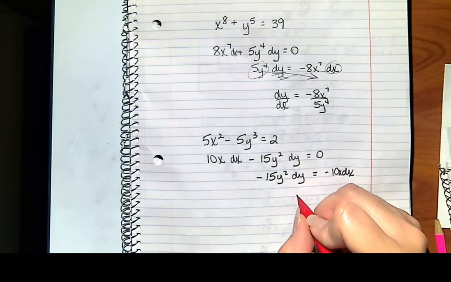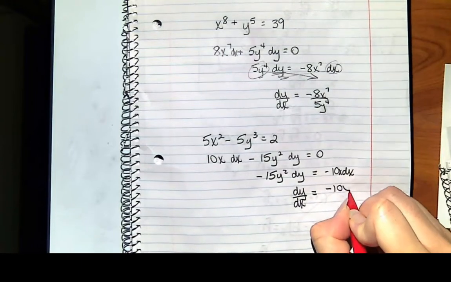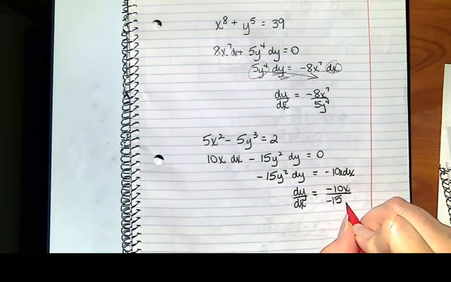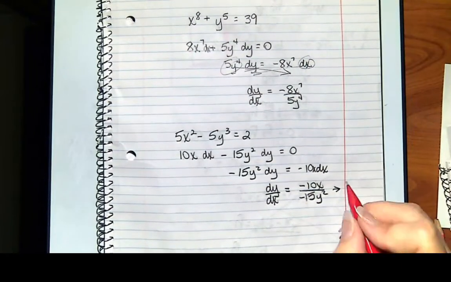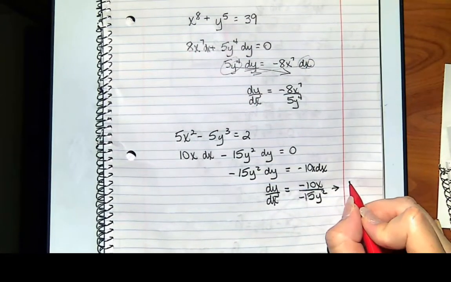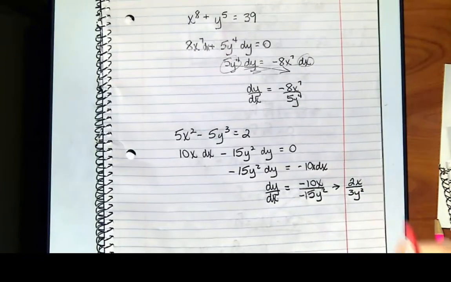And then do your little flippy floppy. So dy dx equals a negative 10x over a negative 15y squared. Your negatives cancel, and I can kill a 5 out of everything. So that gives me a 2x over a 3y squared.